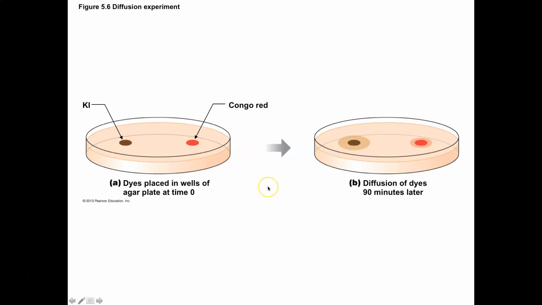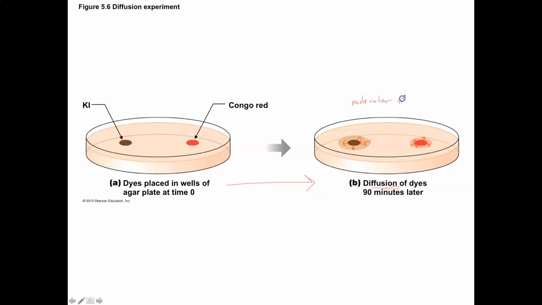If you were allowing this to run for 90 minutes, okay, what you see is diffusion. What's happening is the potassium iodide is moving away from the high concentration to areas of lower concentration. The Congo red is moving from areas of high concentration to areas of low concentration. And so there's diffusion taking place for these two dyes through the agar plate. Why did one dye move farther than the other? You can see the distance here. The potassium iodide has moved farther than the Congo red. Well, in this case, it has a lot to do with molecular size.